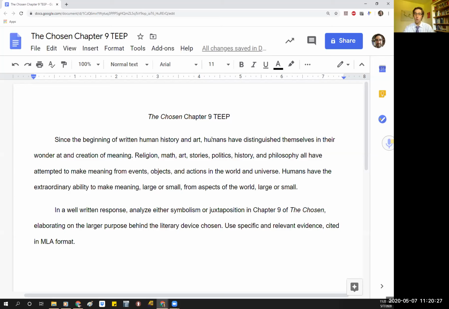a little bit. So we are going to get the specificity of symbolism or juxtaposition, but we don't get the specificity of what's the symbol or what's being juxtaposed. Remember, juxtaposition is when two things are put side by side. It's just the position. They're not directly compared.